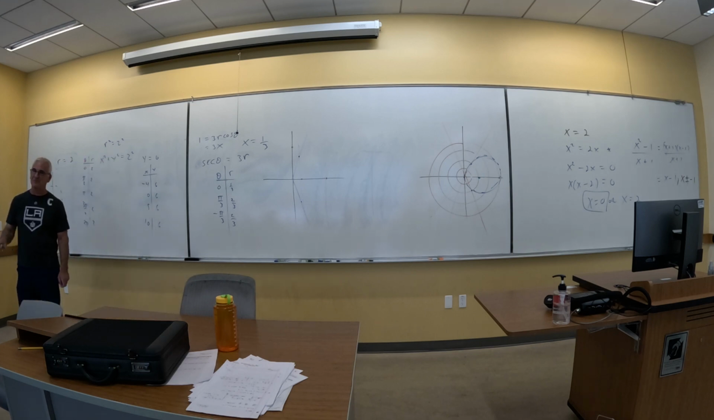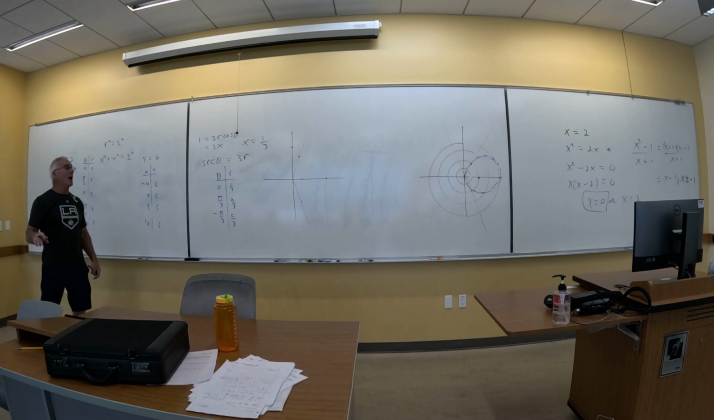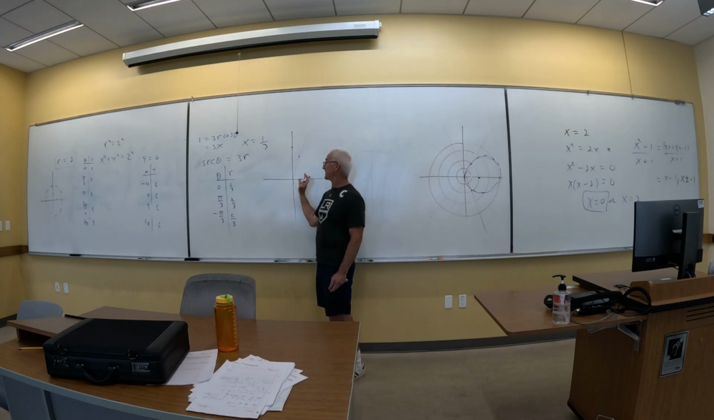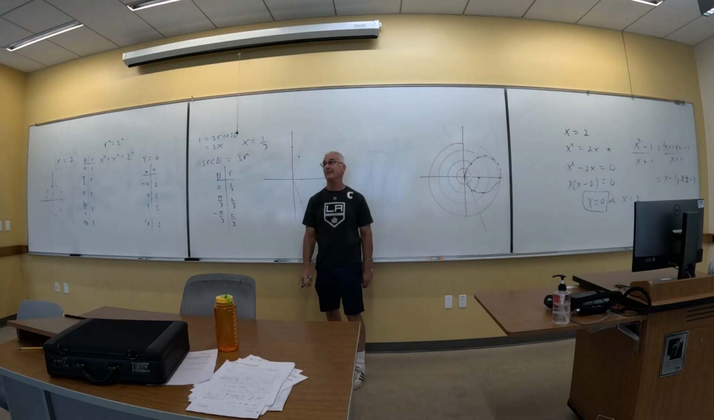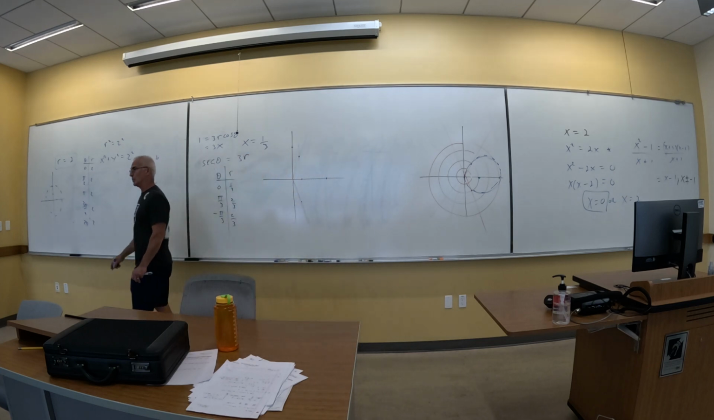Not the most efficient way of doing it by plotting points. Manipulating the equation and using, oh, that's why, pi over 2 did not produce any points, because this is going to be a vertical line anyway. Okay. Wow. So I can actually have lines in polar world.